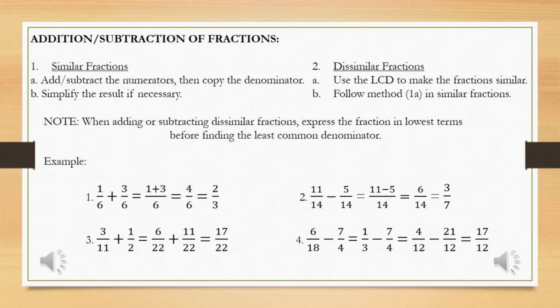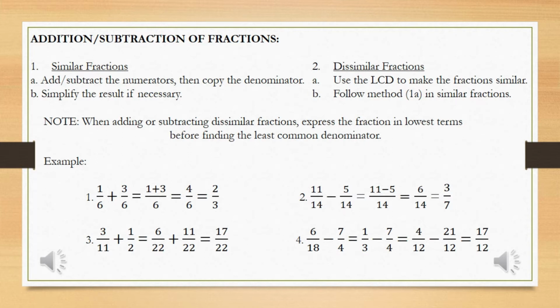Number 2, 11/14 minus 5/14. Same as number 1, we would right away add or subtract the numerators and copy the denominator. In this case, 11 minus 5 is equal to 6. Then copy the denominator. 6/14, we can still simplify this fraction. So this became 3/7.